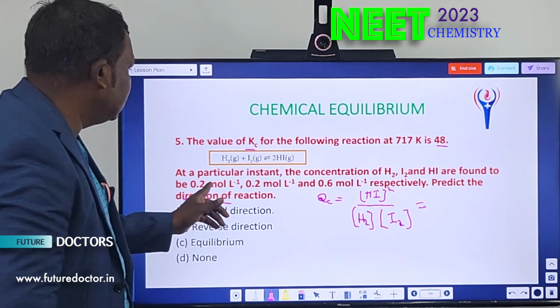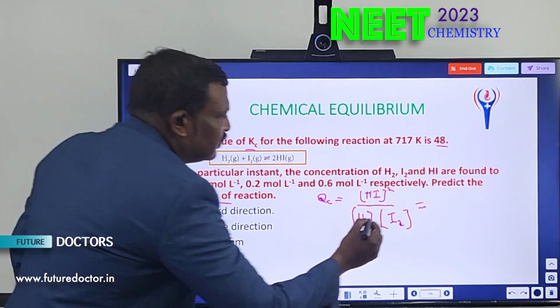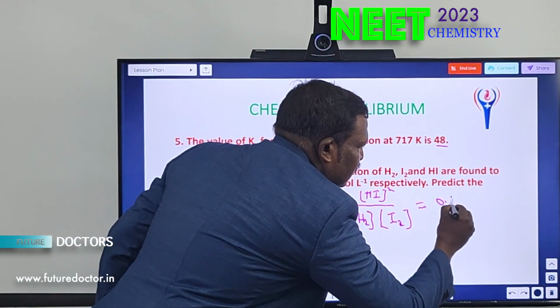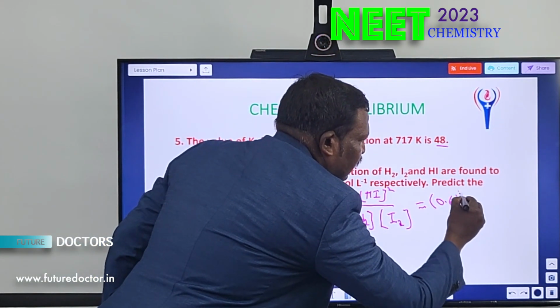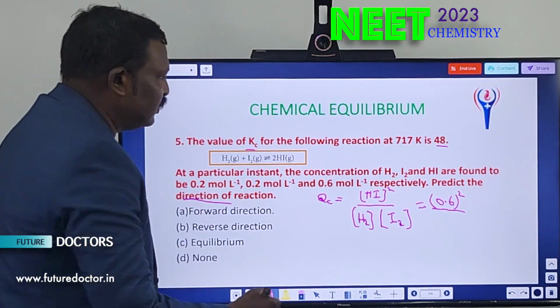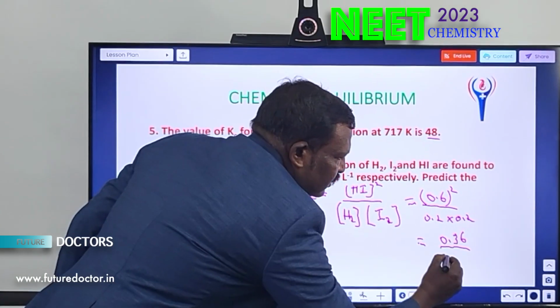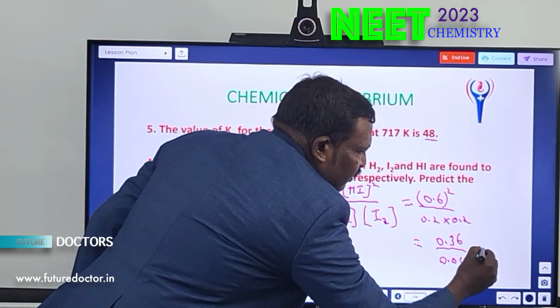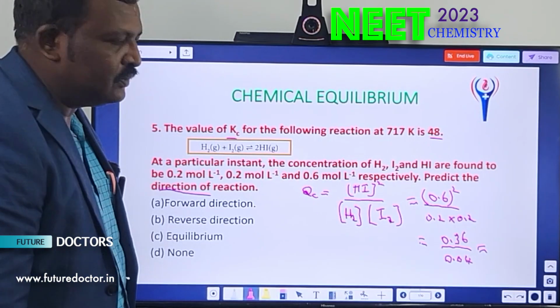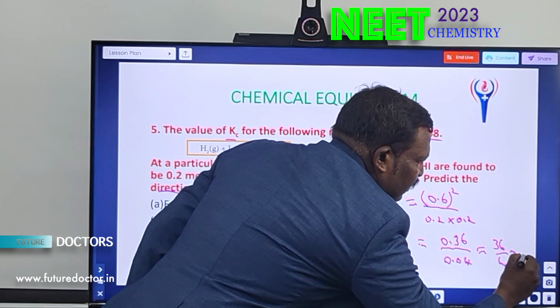Substitute here. HI is 0.6, whole square. Then what are the H2 and I2 values? H2 and I2 values are 0.2, 0.2. Simply you can substitute 0.2 into 0.2, which is 0.04. So if you multiply by 100, we get 36 by 4, which means the answer we got is 9.